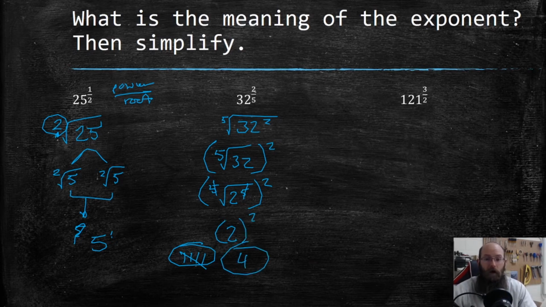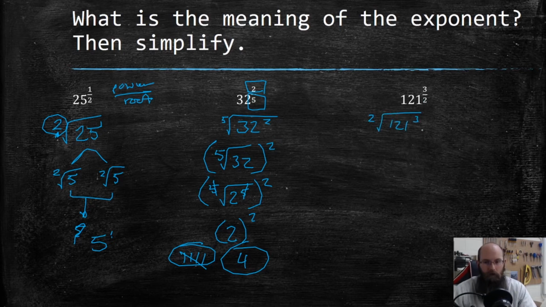So again, I have my power on top and my root on bottom. I get to choose which one of those I do first. Usually, not always, but usually the root is easier. Let's make this number smaller, then let's make it bigger. So let's look at this next one. 121 to the 3/2 power. So that's the power on top, root on bottom. Okay, so that means the square root of 121 to the 3rd.